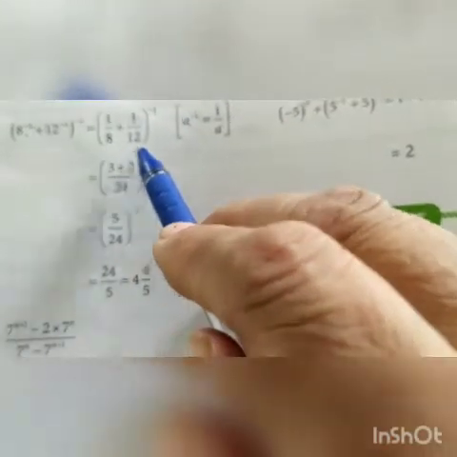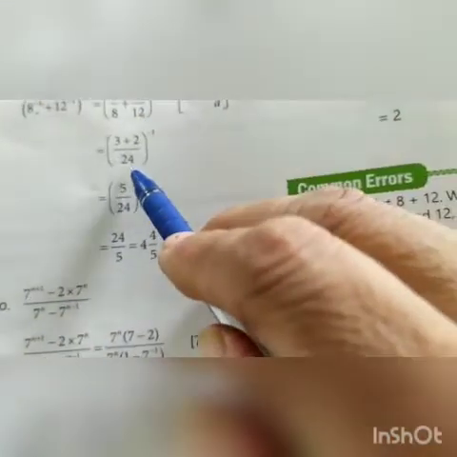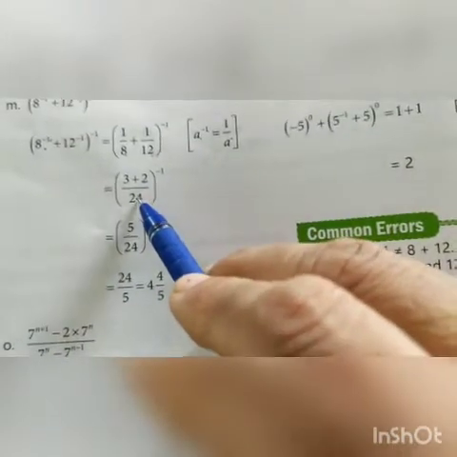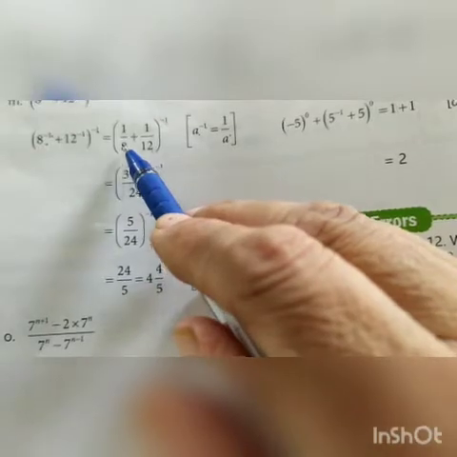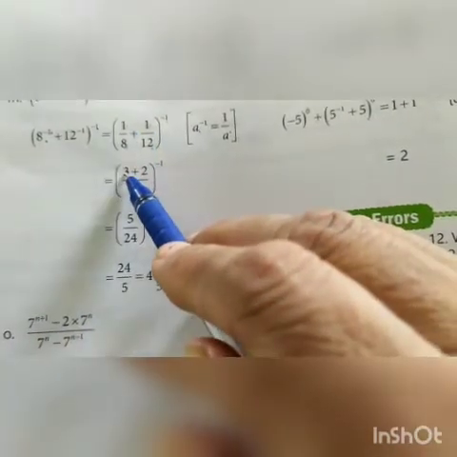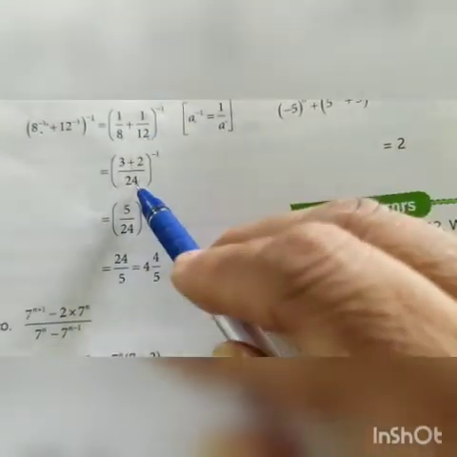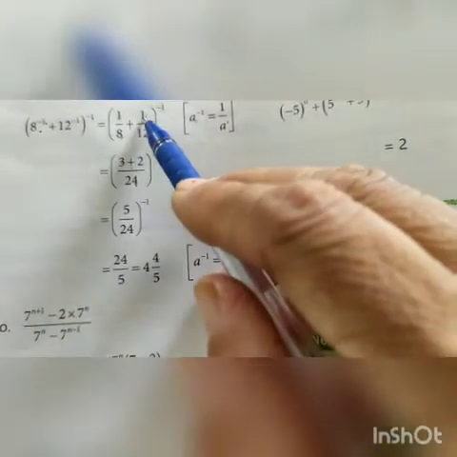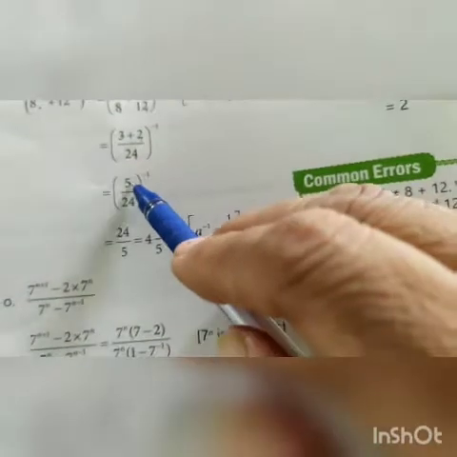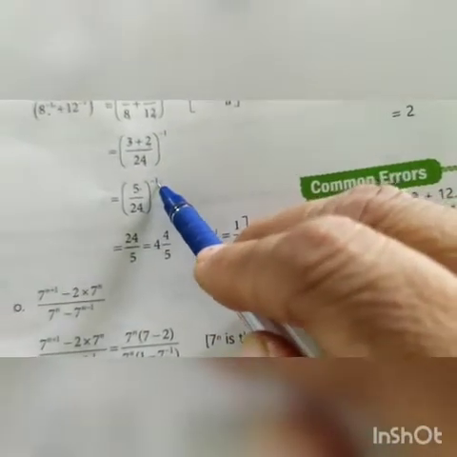Now we will find out LCM of 8 and 12, that is 24. Now divide this 24 by 8. 8 ones are 8, 8 twos are 16, 8 threes are 24. Then 3 multiply this one, 3 ones are 3. Plus divide this 24 by 12, 12 ones are 12, 12 twos are 24. Then 2 multiply this one. So 3 plus 2, 5 upon 24 whole power minus 1.